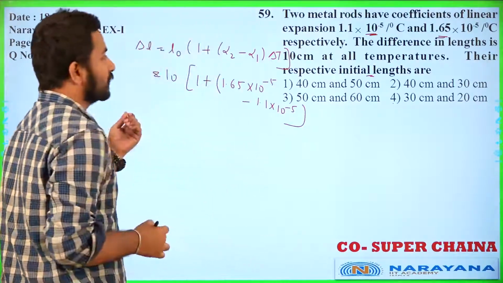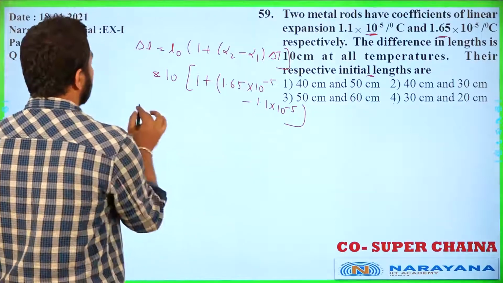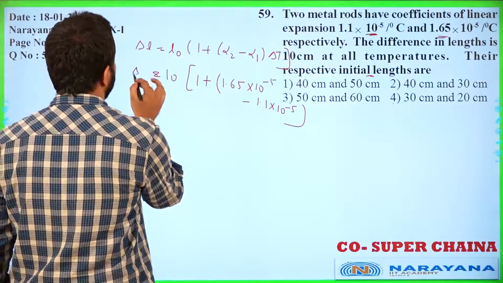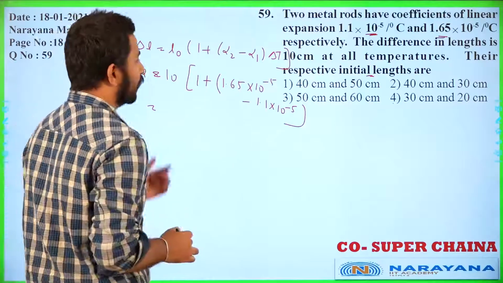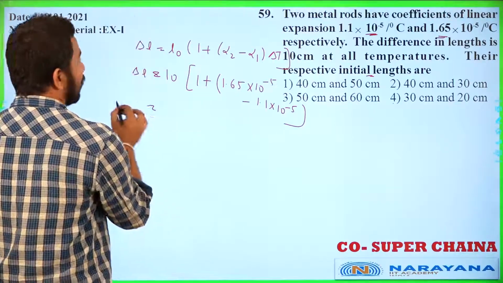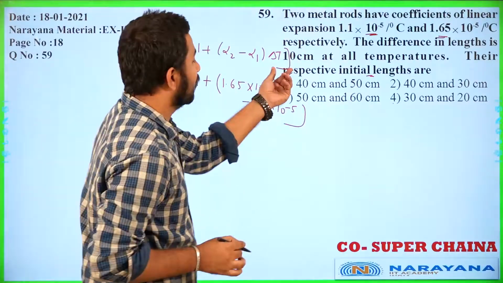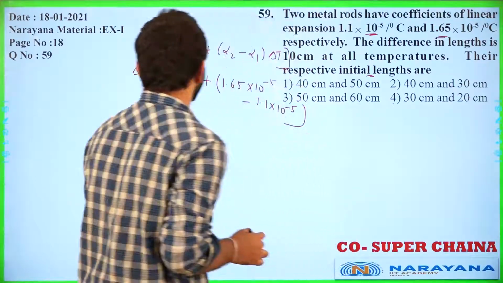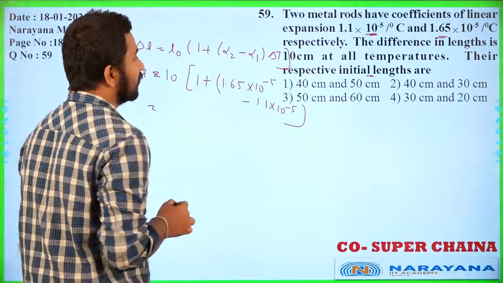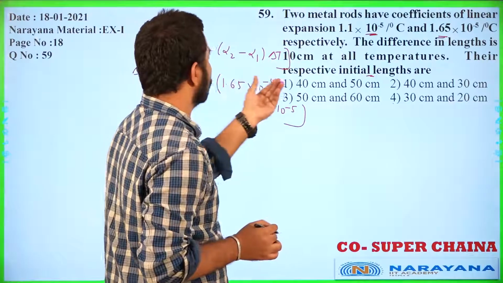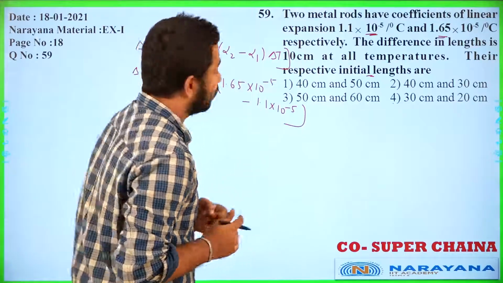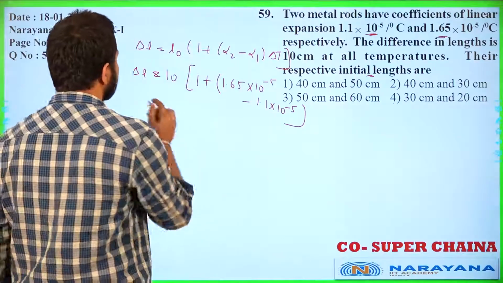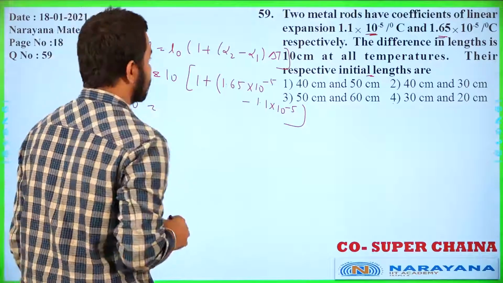So if you see here, this delta L which will be coming here will be L2 minus L1. The difference in the length is 10 centimeter. So this is given as the 10 centimeter. You have to calculate here their respective length, student. So this delta L is nothing but 10 centimeter.